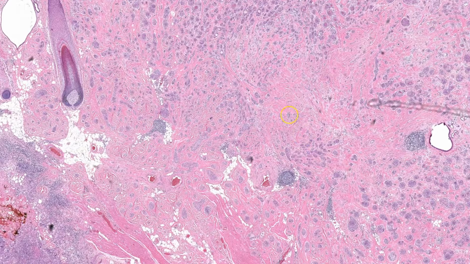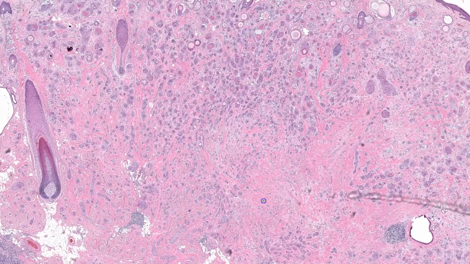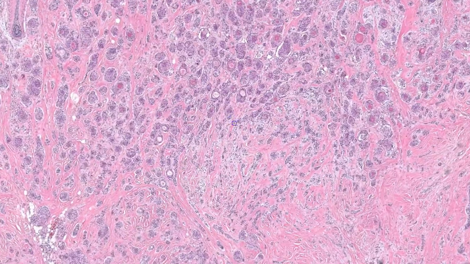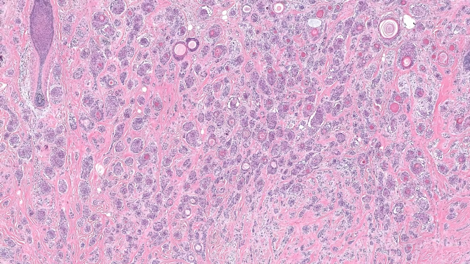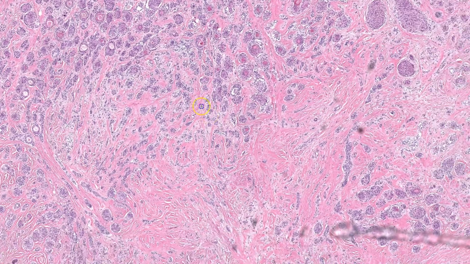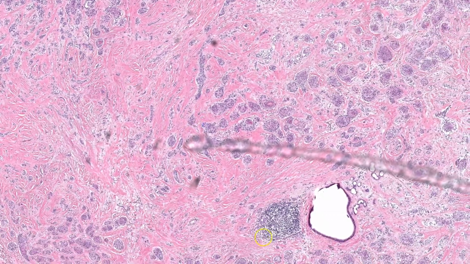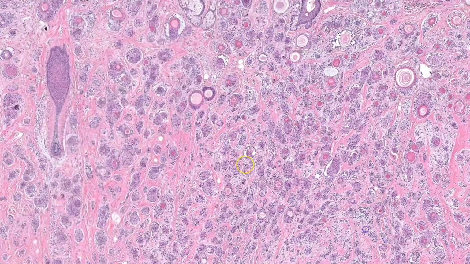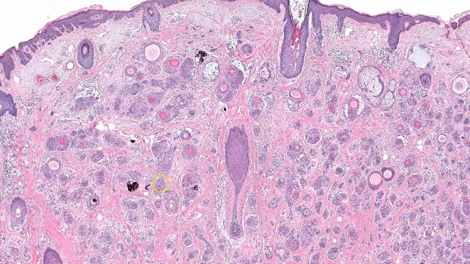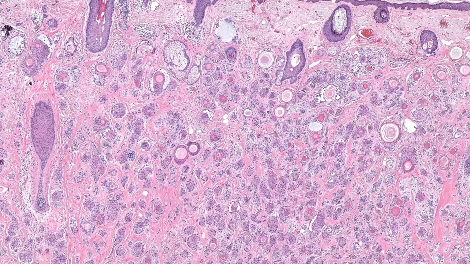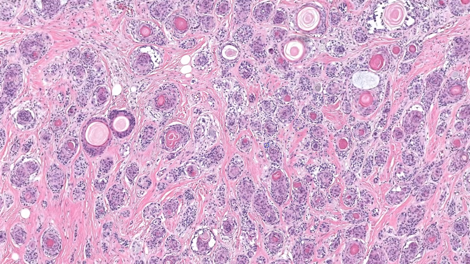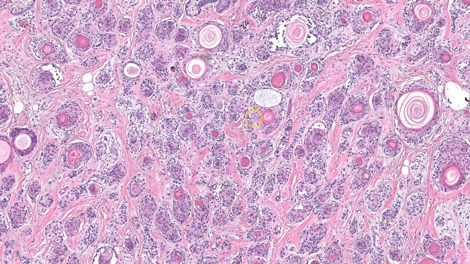Looking closer, you can see that this lesion is composed of nests and cords of basaloid to eosinophilic cells within a sclerotic stroma. Other features to note are these scattered lymphoid aggregates, as well as some calcifications right here. Moving to higher power, you can see that some of these nests contain keratinaceous material, while others contain this pale, bubbly material, and some contain both.